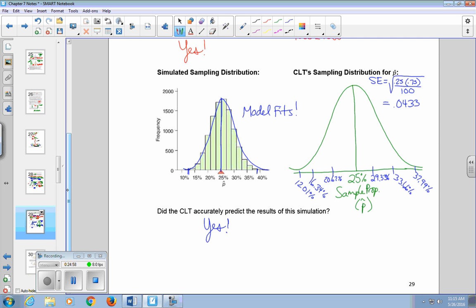We can also say that the sampling distribution for p hat is, and I'll put that tilde sign for distributed, normal, so that's its shape, centered at 0.25 or 25%, and has a standard error of 4.33%.